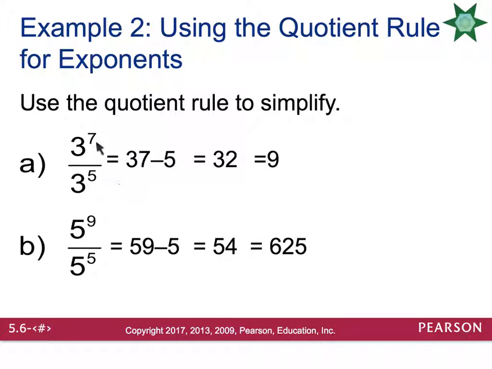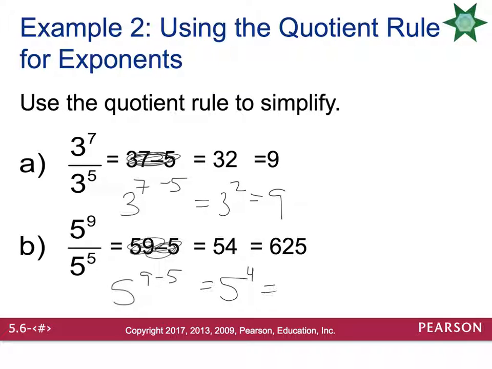Okay, so let's look at a couple examples using the quotient rule. Sorry, that should be 3 to the 7 minus 5, so let me rewrite that. This should be 3 to the 7 minus 5, and this should be 5 to the 9 minus 5. So we're subtracting the exponents here. So 3 to the 7 minus 5 is 3 to the 2, which equals 3 squared, which equals 9. And this equals 5 to the 4th, which is 625.